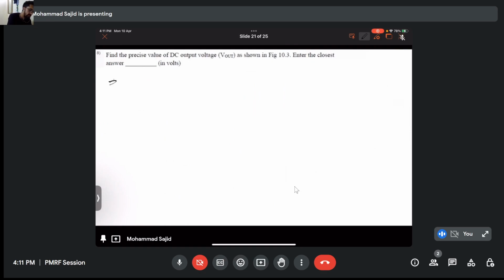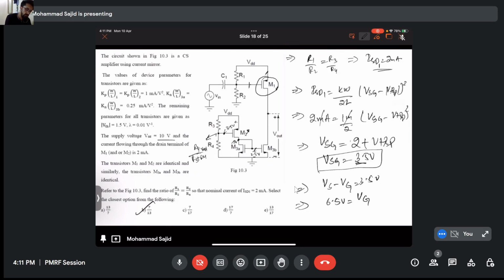Okay. Find the precise value of the DC output voltage as shown in the figure. We have to find this voltage. Again, if we go by the current mirror method, what potential should it have? Directly this potential, right? Besides, the same current flows, since M3A and M3B are identical, so it should directly have this potential.